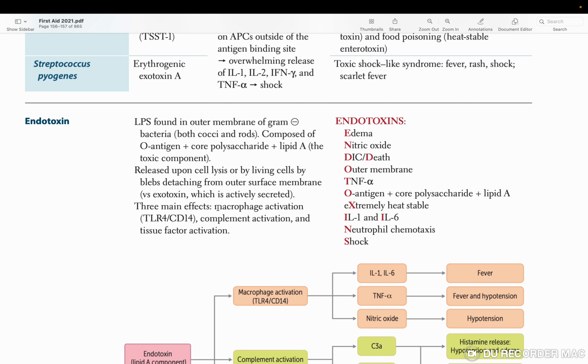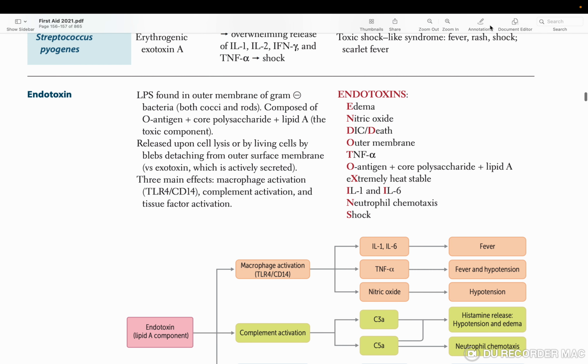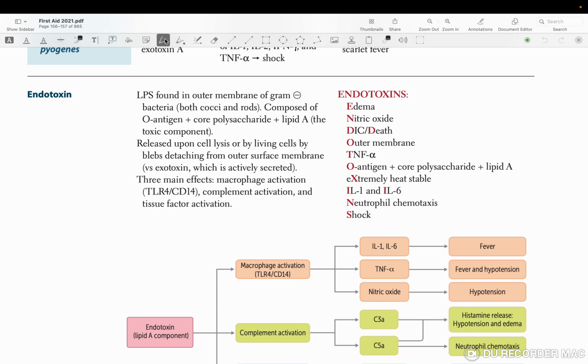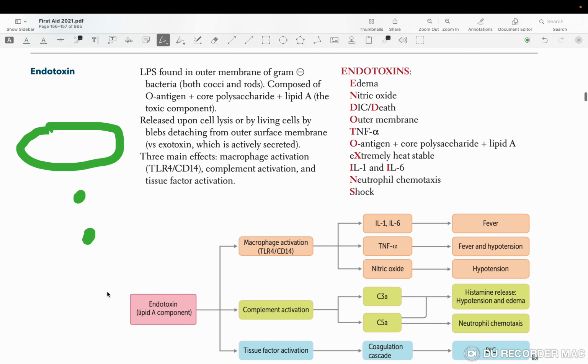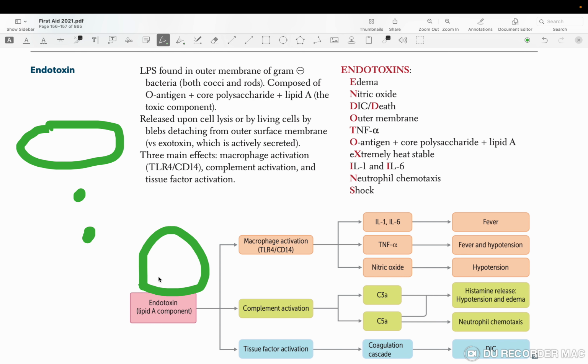The main effect is with the macrophage activation. So let me speak a little bit about this. What happens exactly is that the bacteria releases some of these cell wall structures, which are the lipopolysaccharide. They go to the macrophage. This is a macrophage. And this little structure, this endotoxin, they also call it PAMPs, okay? This PAMPs will attach to the macrophages, okay?